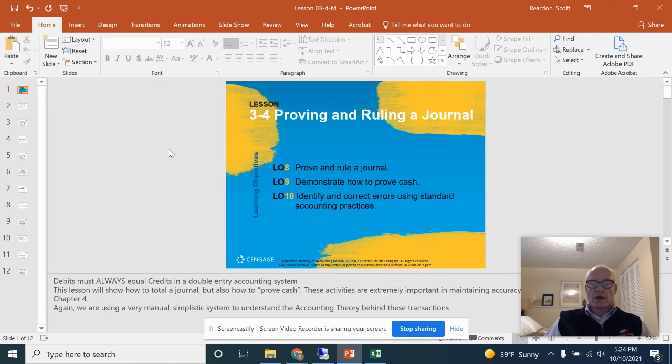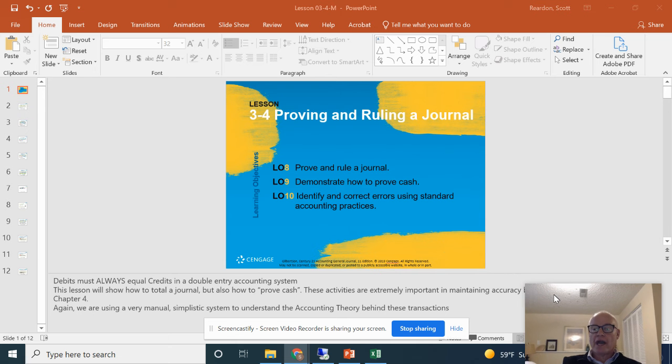in addition to proving our cash and ruling our journal, this process we're going through is very meticulous and very important to be accurate. Again, with accounting, close is not good enough. It has got to be accurate to the penny. And until it's accurate, we can't go on with this whole posting process that we're going to do in chapter 4. It's not going to work. It's going to be a can of worms if we don't do the legwork here to prove cash and our journals before we move forward.